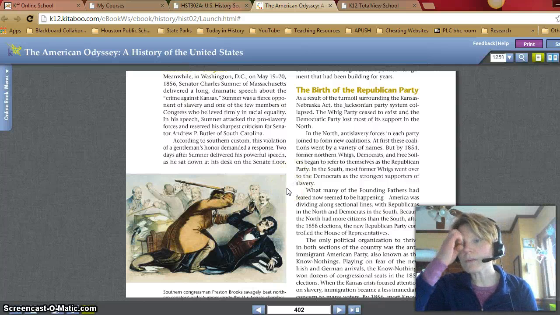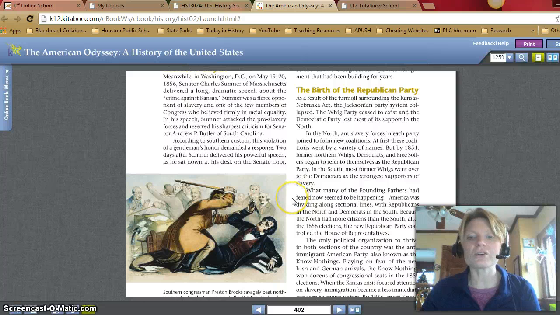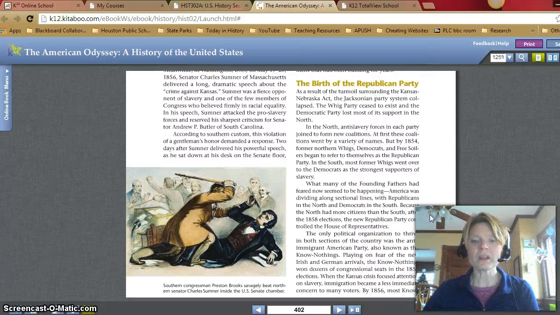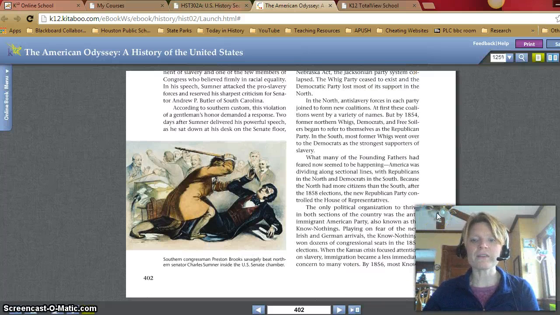In the South, most former Whigs went over to the Democrats as the strongest supporters of slavery. What many of the Founding Fathers had feared now seemed to be happening. America was divided along sectional lines, with Republicans in the North and Democrats in the South. Because the North had more citizens than the South, after the 1858 election, the new Republican Party controlled the House of Representatives.